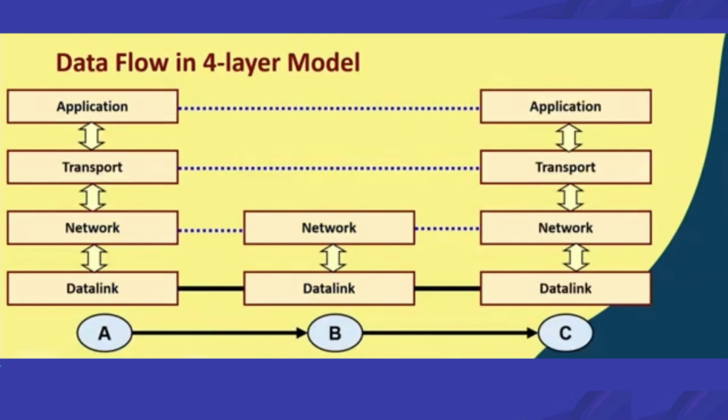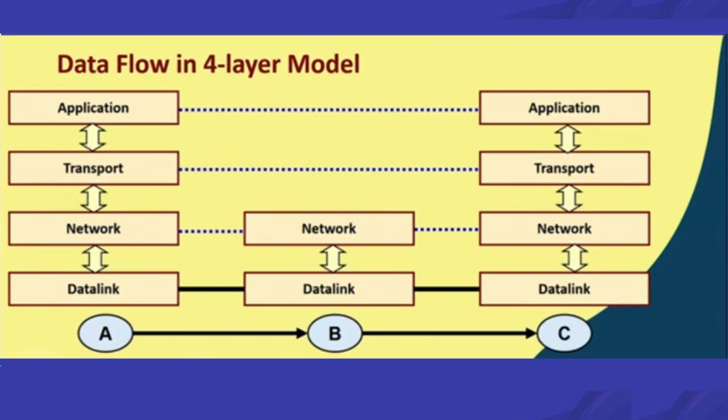Now, in this 4 layer model, when you think of the data transmission, again it is somewhat simplified, as you can see here. A is the sender, C is the receiver and B is an intermediate node. So, A generates some data from some application, from application it goes down to the transport layer, from transport layer it goes down to the network layer to the data link layer, and the data link layer sends the data actually over the data link or the point to point link.